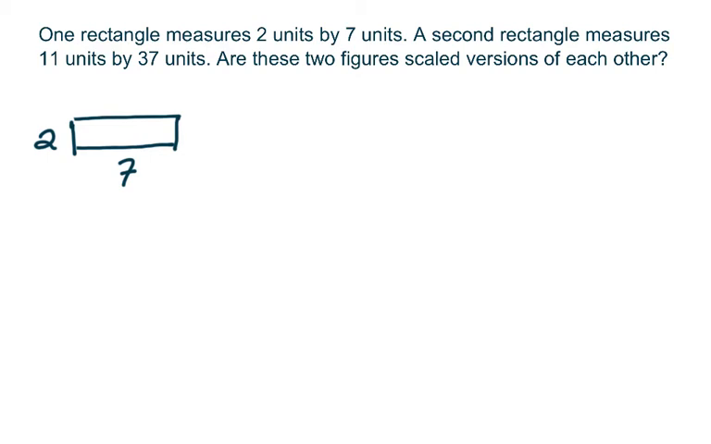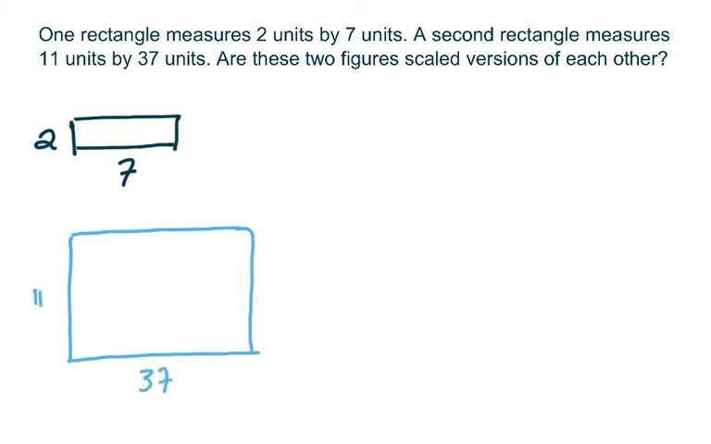And then there's a second one that's 11 by 37. So it's definitely bigger. This is 11 and this is 37. So if these are scaled versions, then there will be a constant of proportionality that we can determine. Something that we multiply by, a value that will be the same for both of these, to create the second figure.